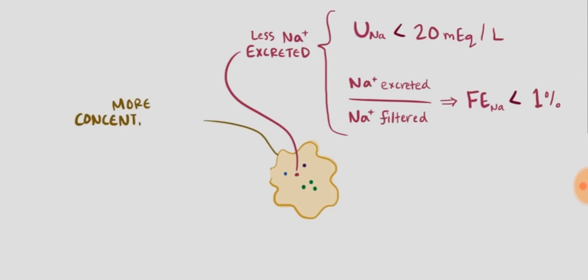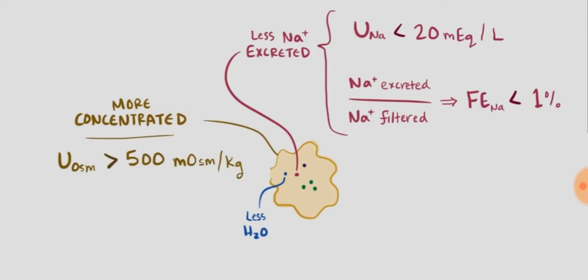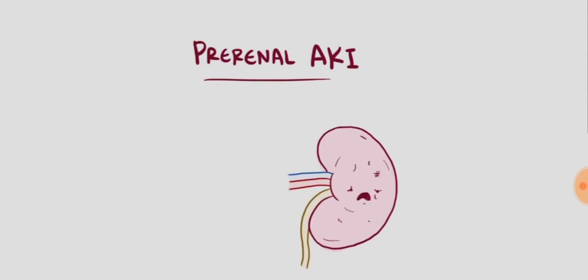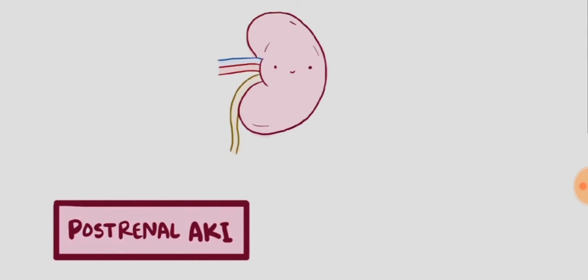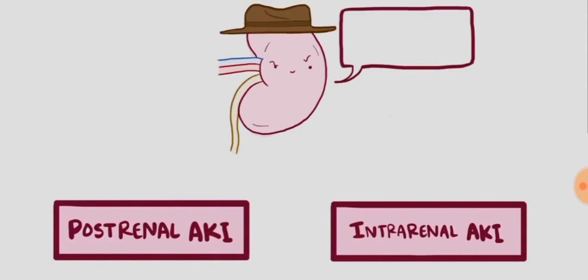And finally, that urine is more concentrated, because remember, less water is excreted. So typically the urine's greater than 500 milliosmoles per kilogram, most of which is urea, which is why your pee smells so nitrogeny when you're dehydrated. Alright, so as a super quick recap, pre-renal acute kidney injury is where the kidneys aren't functioning at 100%, and this is due to less blood flowing into the kidneys. Now that you know all about pre-renal AKI, check out these other two videos on post-renal AKI and intra-renal AKI.